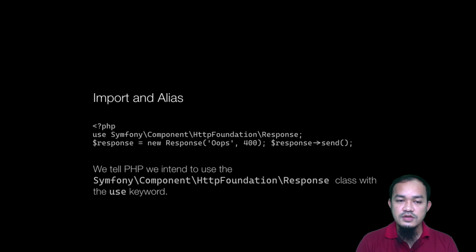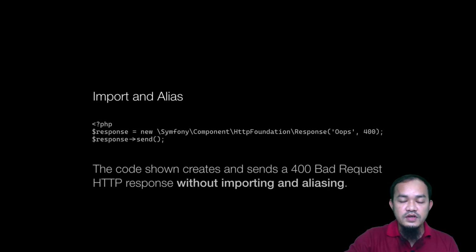You can see that by using use, it is shorter. For example, response equals new Response, followed by the argument that we want, and then we send the response. This is where we just import. We use the keyword use to import the component, if we compare it with the first one.